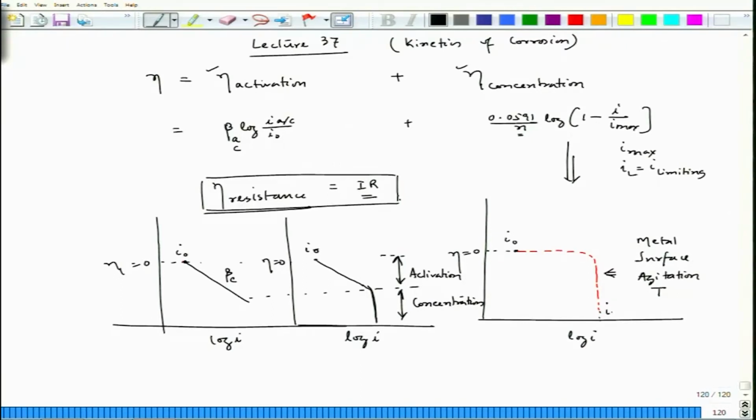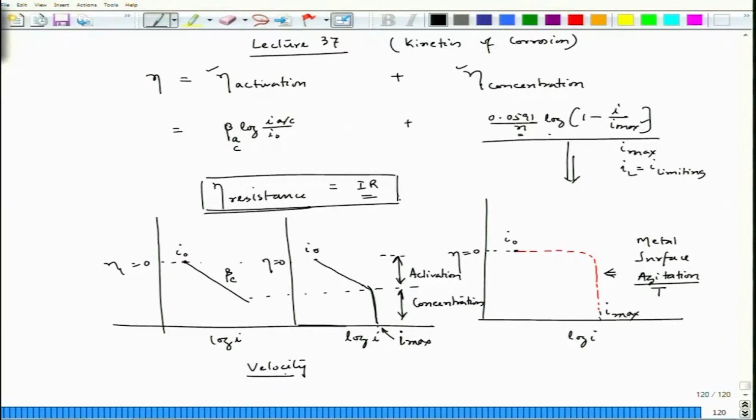This particular current is I max, since once I max is reached, you see that this over voltage becomes infinitely large. So when it reaches I max, it actually drops vertically with reference to the log I axis. That means this point is also I max. Now if I try to see one factor, let us say agitation, let us say I increase the velocity.